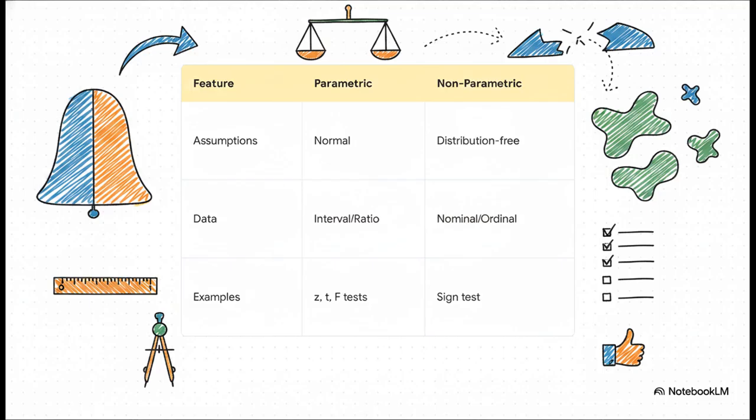Parametric tests are kind of the gold standard, but they assume your data comes from a normal distribution and they require precise interval or ratio data. But let's be real, sometimes you just can't make those strict assumptions. And that is exactly where non-parametric tests step in. They are what we call distribution-free, meaning they genuinely do not care about the shape of your population distribution, and they work perfectly fine with simpler nominal or ordinal data.